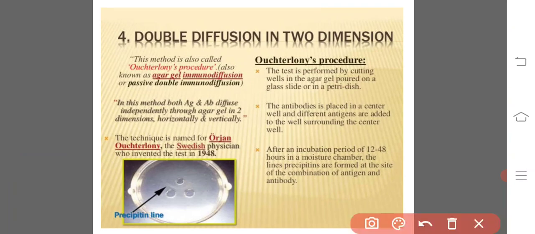And double diffusion in two dimensions. It is also known as the Ouchterlony procedure, where the test is performed by cutting wells in the agar gel poured on a glass slide or a petri dish. The antibody is placed in a center well, and different antigens are added to the wells surrounding the center well. After an incubation period of 12 to 48 hours in a moisture chamber, line precipitates are formed at the site of the combination of antigen and antibody. In this method, both antigen and antibody diffuse independently through agar gel in two dimensions, horizontally and vertically.